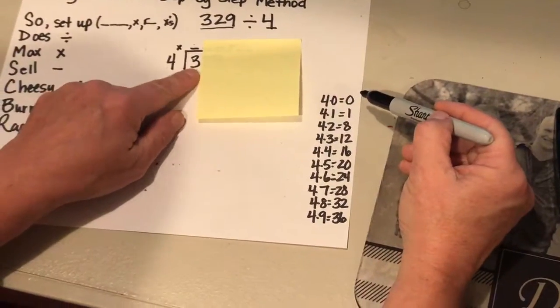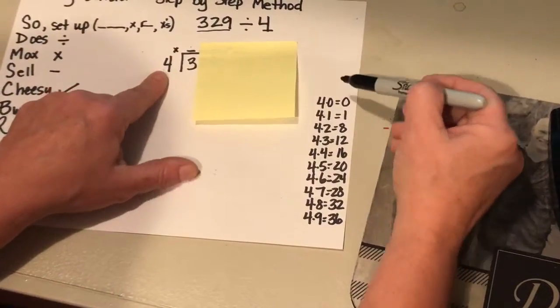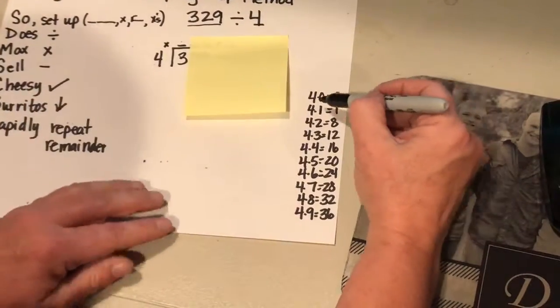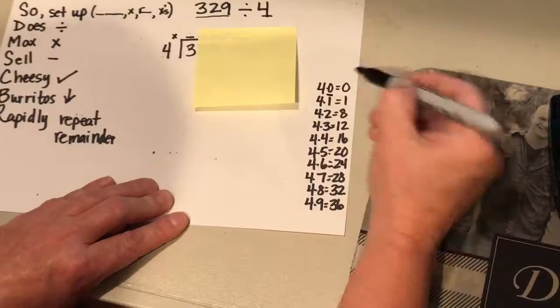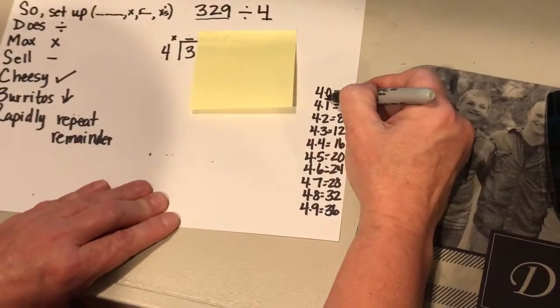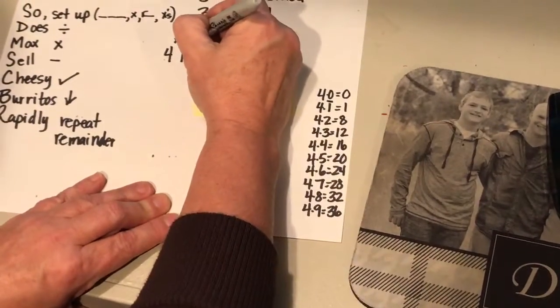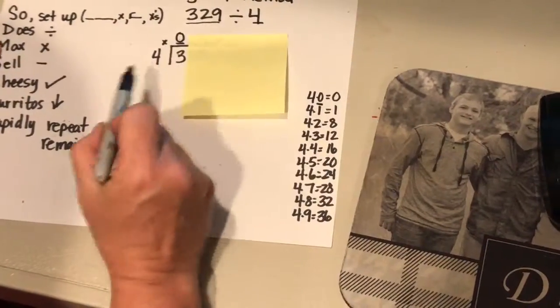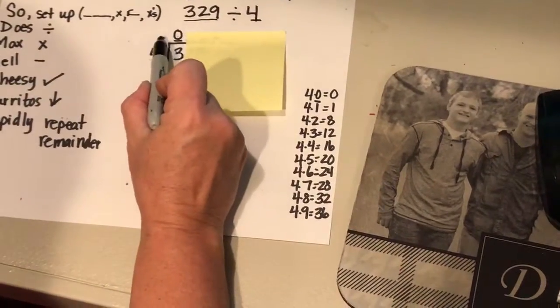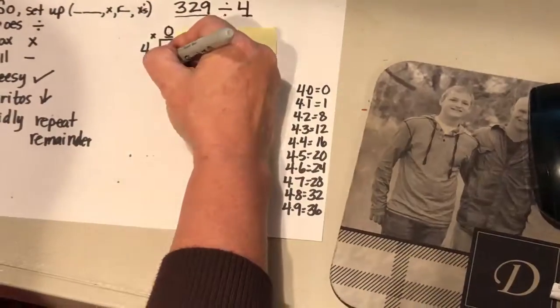We only have 3, so we can't give it to 4 people. So we know it has to be 0. So we're going to put a beach chair underneath our 0 to help us remember that that 0 goes over here in our first beach chair. That's our divide. Now we're going to multiply. Our next step: 0 times 4 is 0.